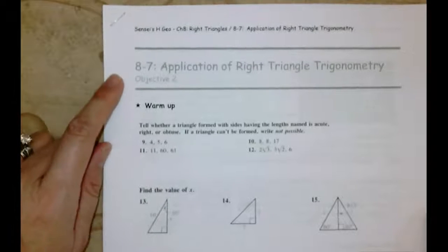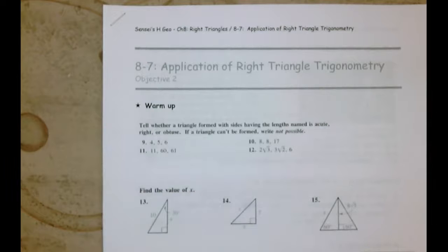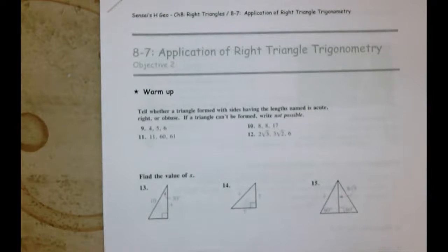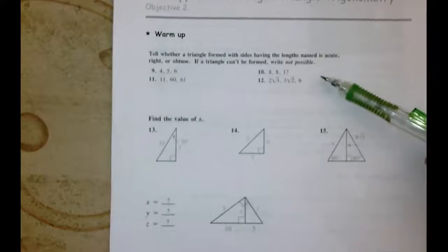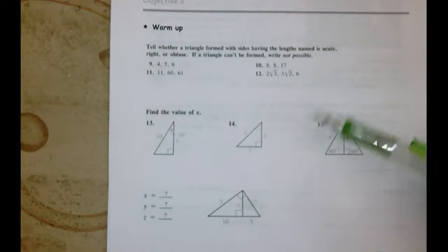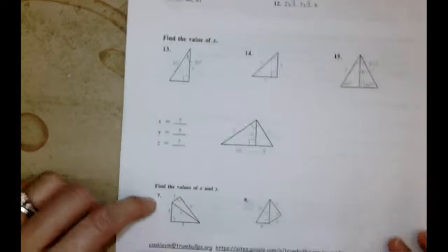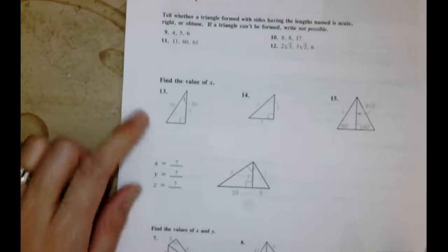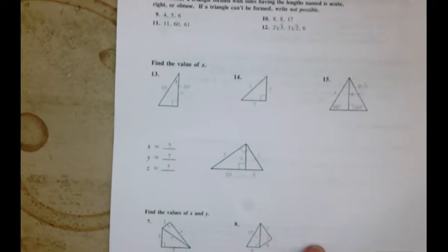Okay, this is the last section in chapter 8. This is the word problem, application of right triangle trigonometry. For the warm-up, this is a little bit of a review of the first half of chapter 8. So I want you to, before you start solving, think about what strategy you have to use and solve this. Okay, just a little review. Okay, so do this before we start.